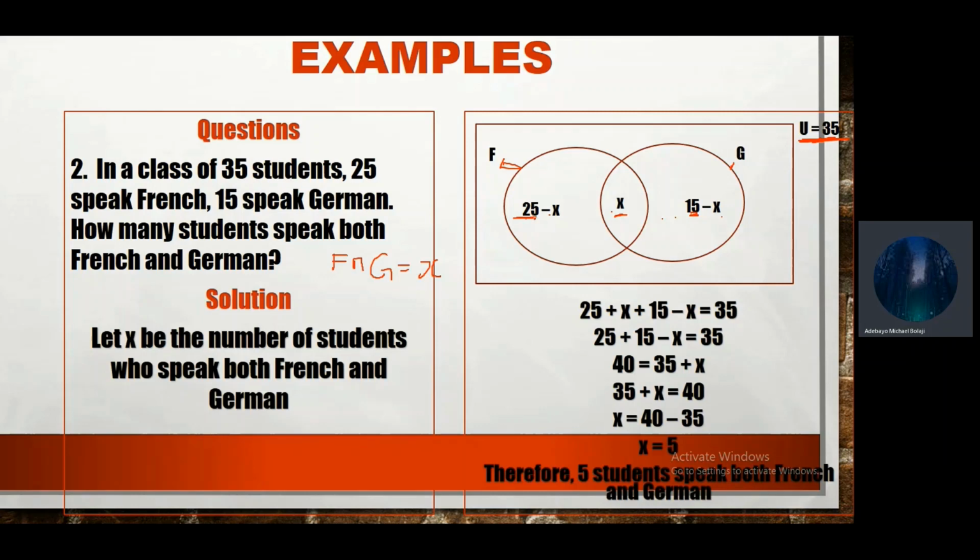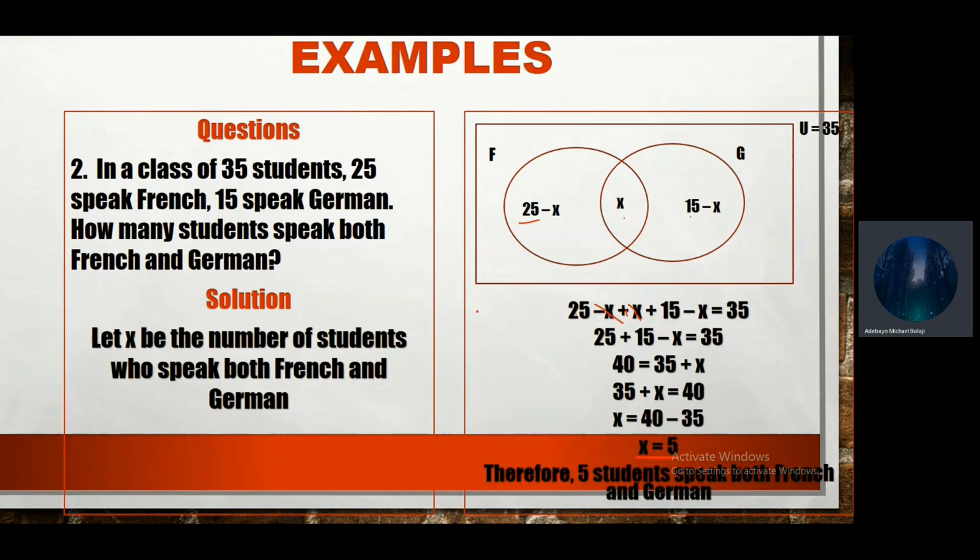Now, how do you find X? You just add up everything here. Is that okay? You add up everything, and that's what we did here. To find the value for our X, we just add this plus this plus this, everything here. So we have 25 minus X plus X plus 15 minus X. We can see that minus X will cancel plus X, right? Then we have 25 plus 15 minus X. 25 plus 15 is 40. If we take minus X crossing over 35, we have plus X. If 35 crosses over, we have minus 35. So X is equal to 40 minus 35, which is equal to 5.